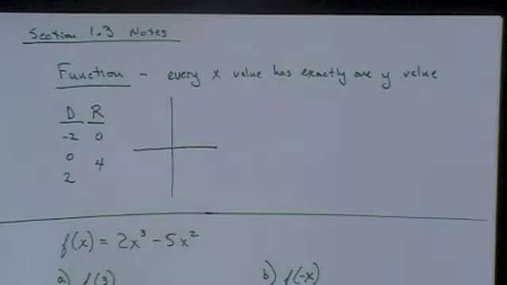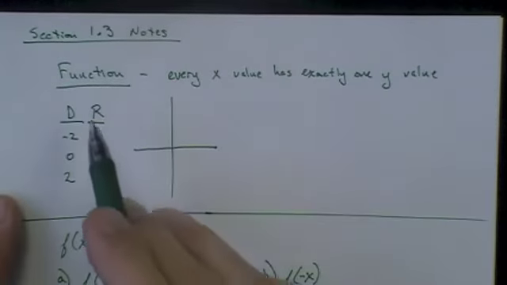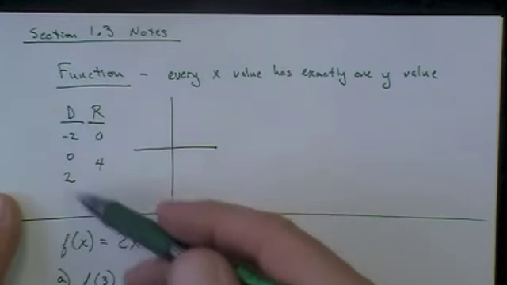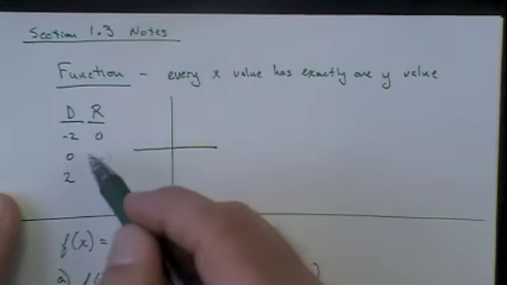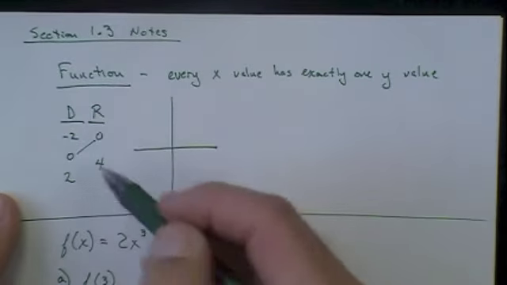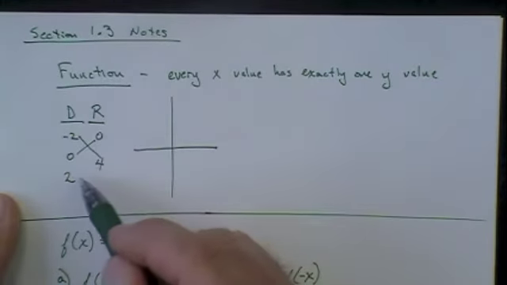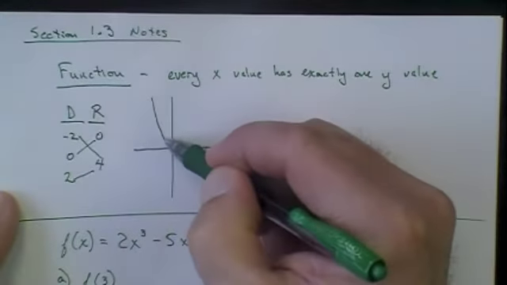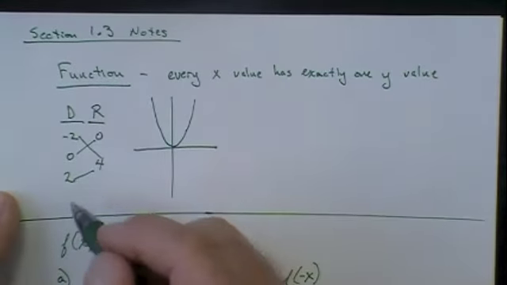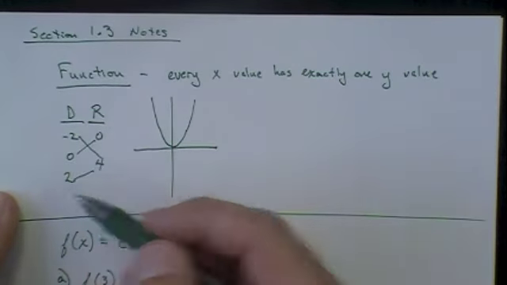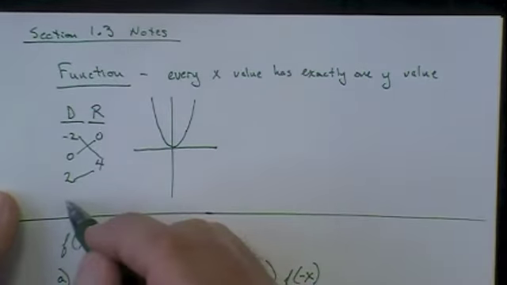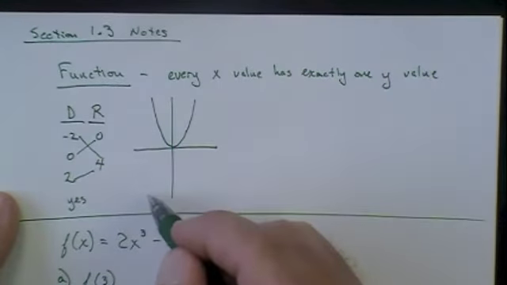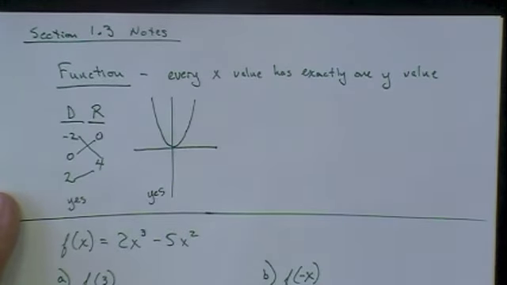In section 1.3 we're working with functions. Remember, for a function, every x value has exactly one y value. So if we're given our domain and range and we're told that this maps out this way where 0 goes to 0, -2 goes to 4, +2 also goes to 4, that'd be something like a parabola. And here every x value does have exactly one y value. So yes, this does show us a function, or if we do a vertical line test here, this also shows us that this would be a function.